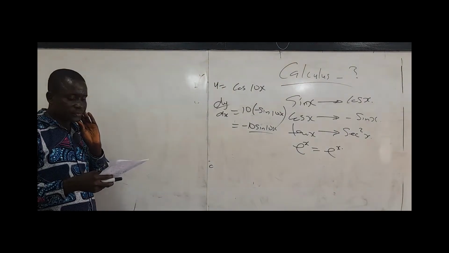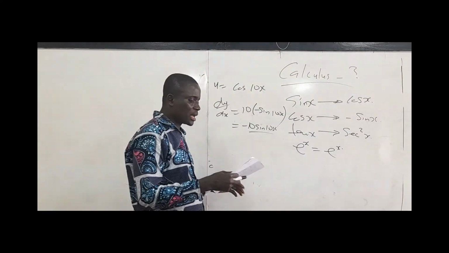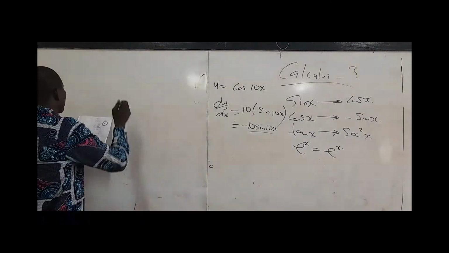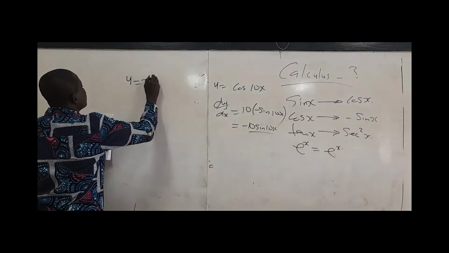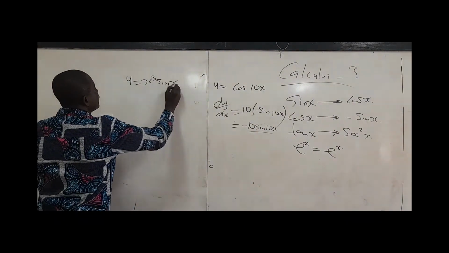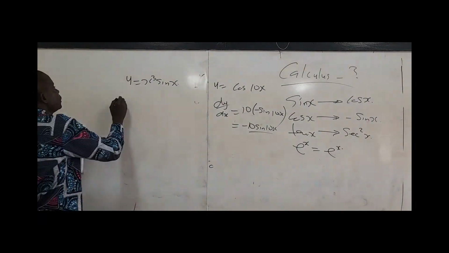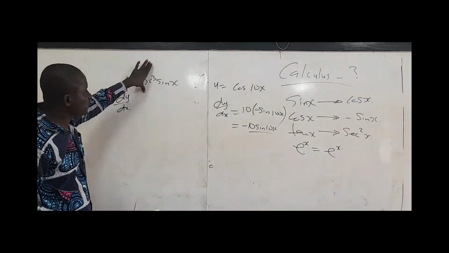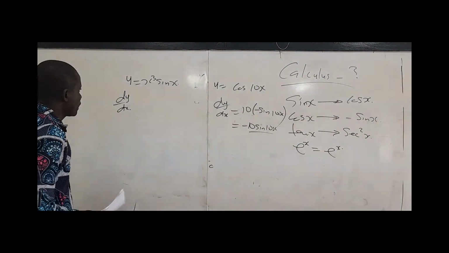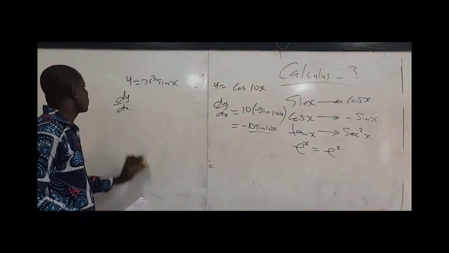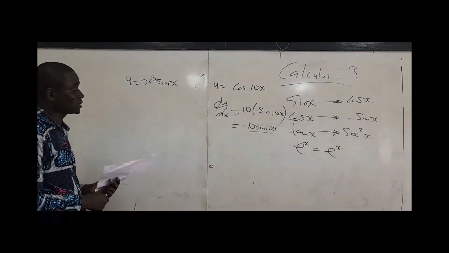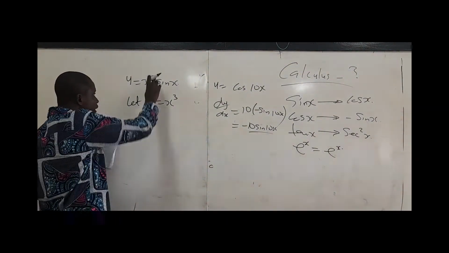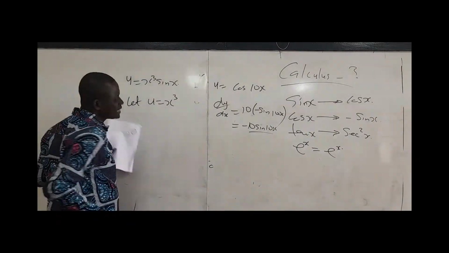Let's see this. We'll be mixing them up a little bit now. What do you think will be your result if I have y is equal to x cubed sine x? How do you calculate dy/dx? Here you will see that there are two functions. So we let u be equal to x cubed, and then the sine x is another.